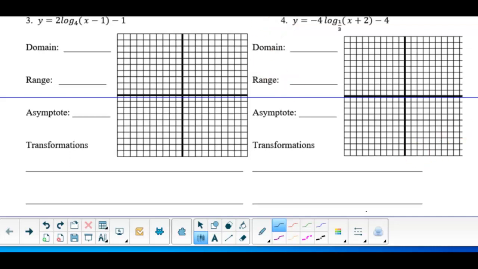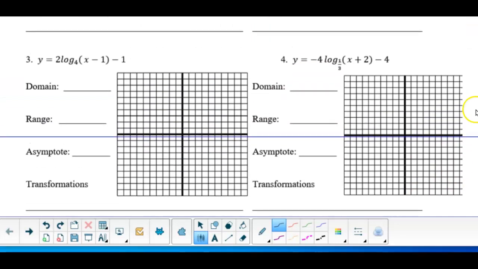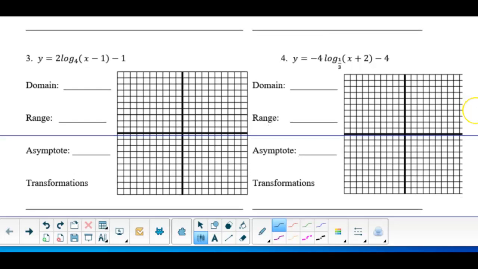Okay, we're going to take a look at these two problems, but I'm going to do it a little bit differently. It's going to get messy if I do it on this graph right now. So I'm going to show you how to graph it using Desmos, the way I suggest graphing it.